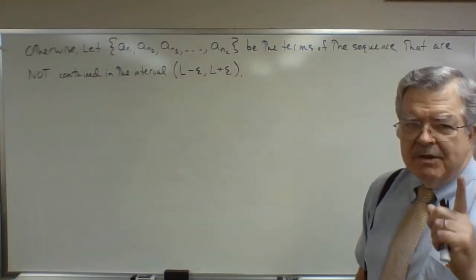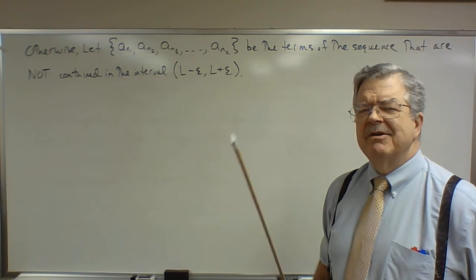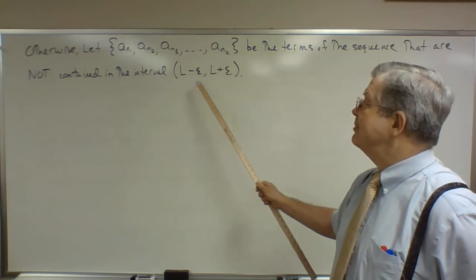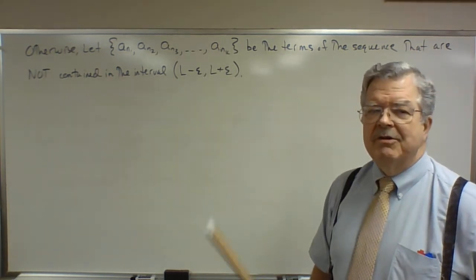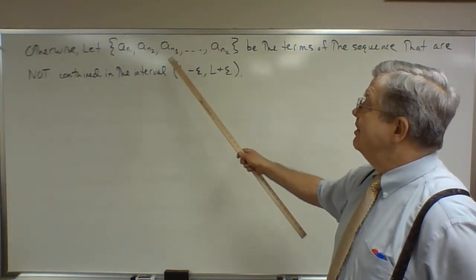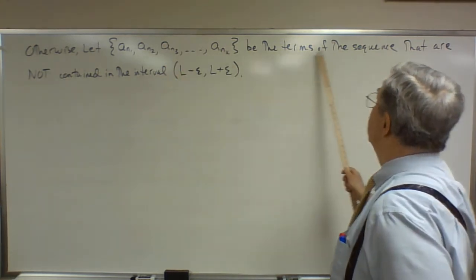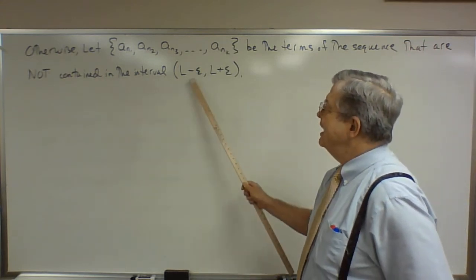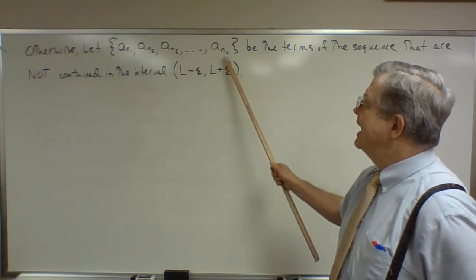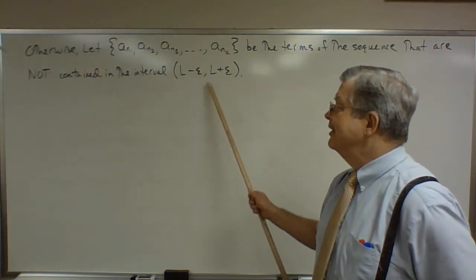Okay, I'm back. We took care of the first case, namely the case where the entire sequence, every term of the sequence, is contained in the interval (L minus epsilon, L plus epsilon). Now we're going to consider the other possibility, that there are some terms, finitely many, that are not contained in this interval. And so n sub k is the largest subscript of terms that are not contained in this interval.